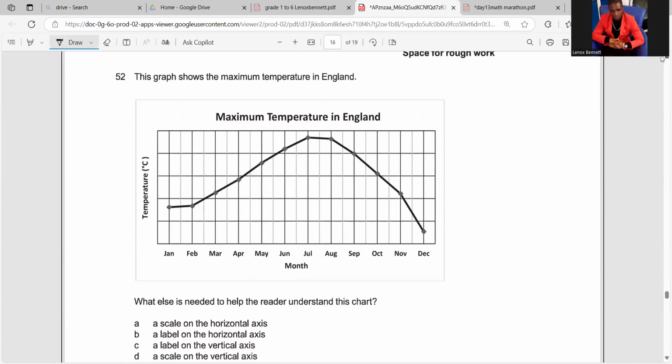All right, the graph shows the maximum temperature in England. What else is needed to help the reader understand the chart? Who remembers when I was saying that? They bring this up sometimes. What is missing, guys? Look at it carefully. What else is needed to help the reader understand this chart? A, a scale on the horizontal axis. B, a label on the horizontal axis. C, a label on the vertical axis. D, a scale on the vertical axis. And we are at 52.